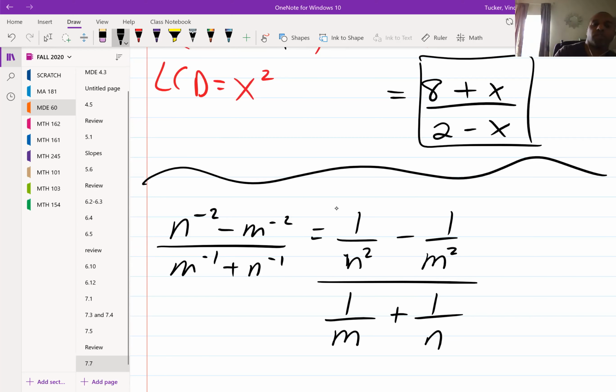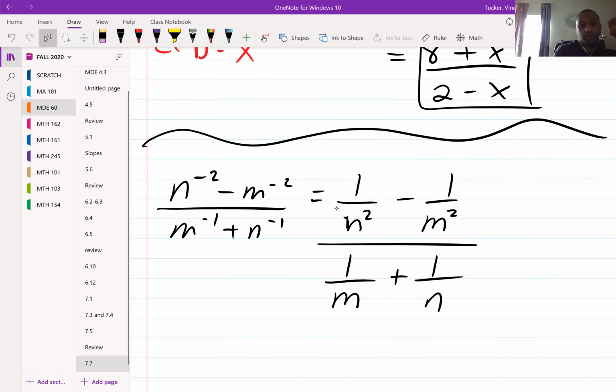So all you do is drop each one of them to a denominator to get rid of that negative exponent. Now, my LCD, we have n squared, m squared, m, and n. You know what the LCD would be? The highest power is n to the second, m to the second.